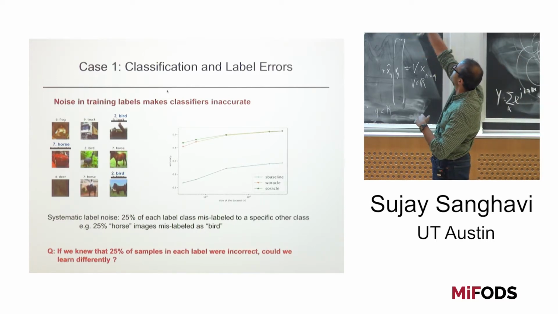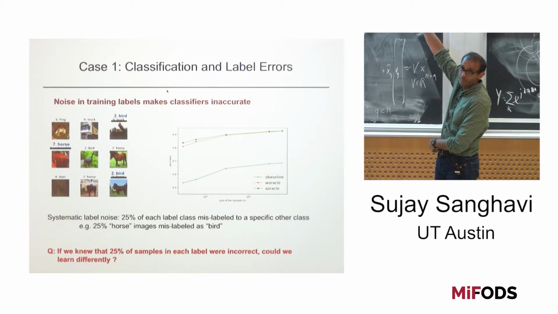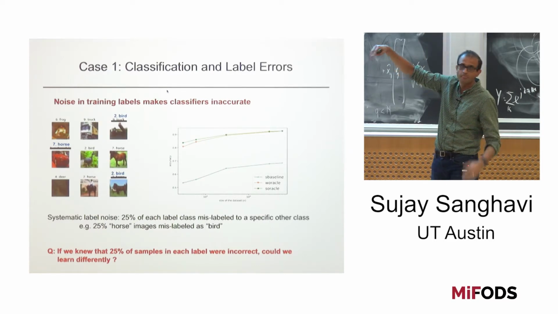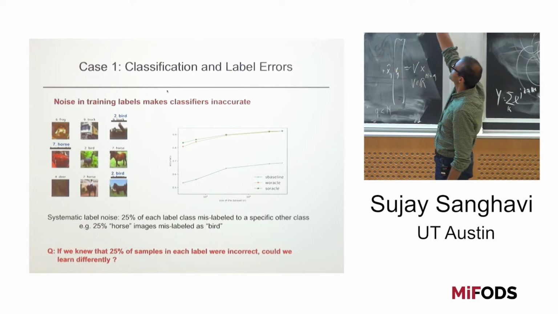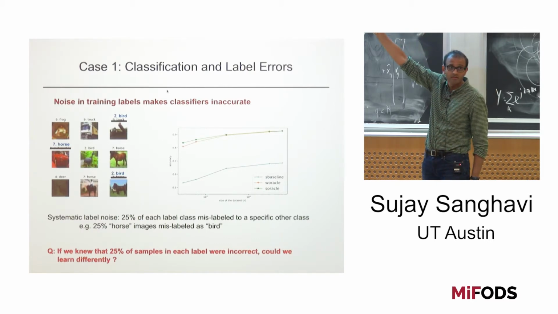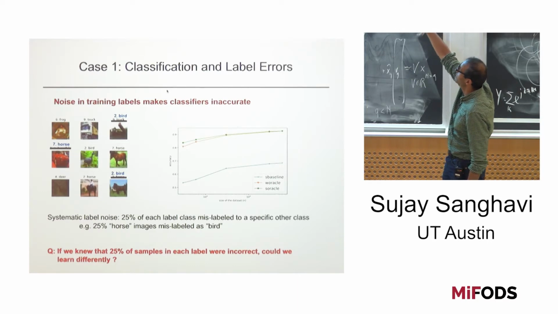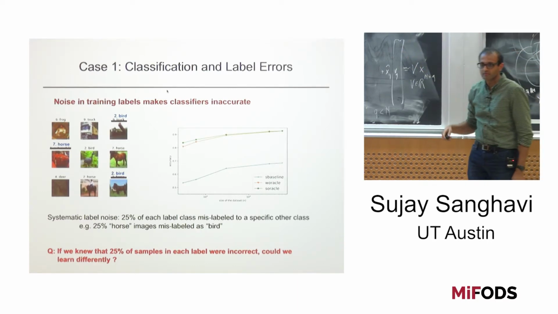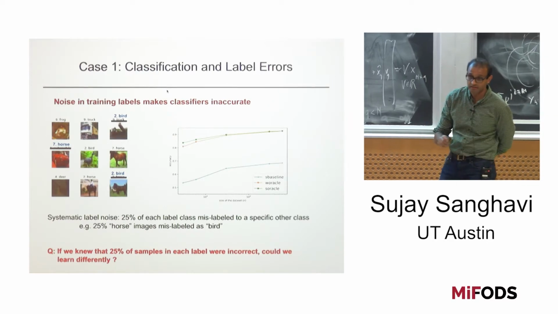So we use pretty much the entire data set in terms of training samples. We use 50,000 samples, right? And the two curves on the top are essentially if we knew the correct labels, and the one at the bottom is what happens when you have 25% label noise, right? So the accuracy drops by more than 25%, and then it never recovers. Again, 25% is systematic. 25% is systematic, right? Not random.